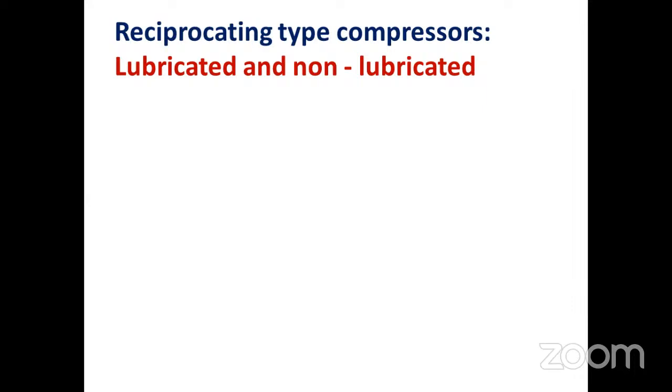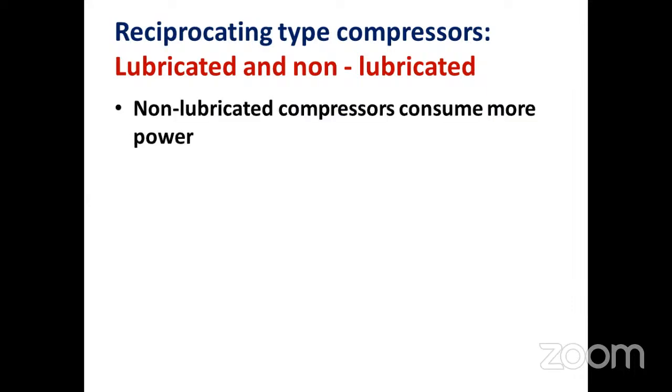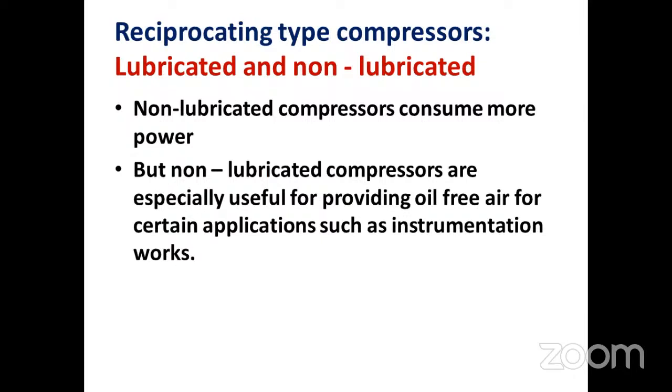In reciprocating compressors, lubricated or non-lubricated are the two categories. The difference is non-lubricated compressors consume more power, as is understood clearly. But why are we not using non-lubricated compressors? Because lubricated compressors don't give oil-free air, so we need to separate the oil from the compressed air. It's additional work. Wherever we don't need oil-free air, we use lubricated compressors. So choice is ours.